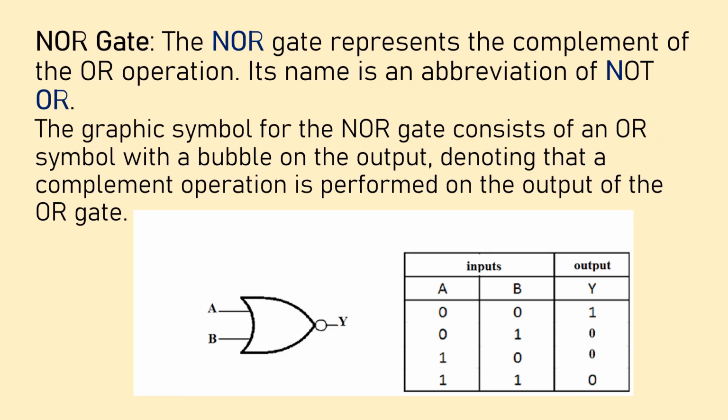Now, if we move on to the NOR gate, the output of the NOR gate is just opposite that of the OR operation, and the name NOR gate has been taken from the abbreviation NOT OR. Here also a NOR gate is constructed with the help of an OR gate followed by a NOT gate. This bubble is used for the NOT operation, and it produces the output as (A plus B) complement, that is, A OR B complement.